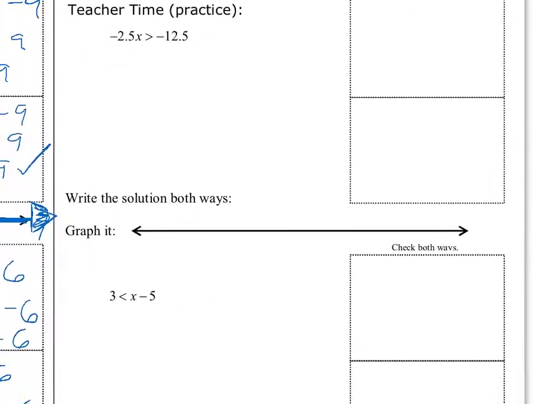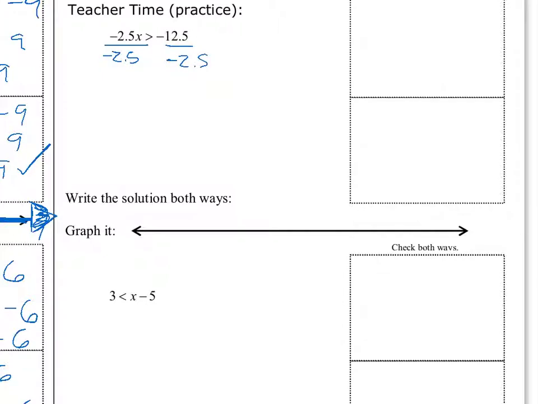One more. Or two more. Negative 2.5x is greater than negative 12.5. What do I need to do to solve this inequality, Triana? I divide. Divide by what? Negative 2.5.